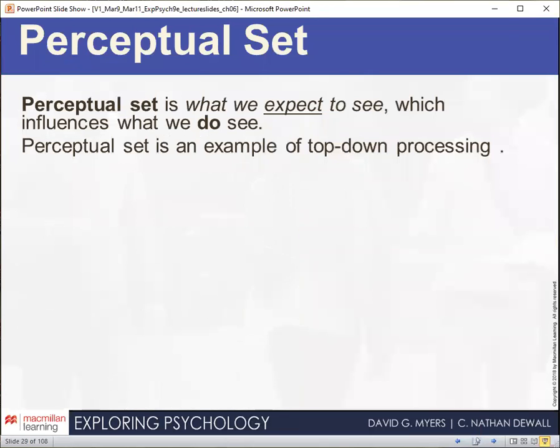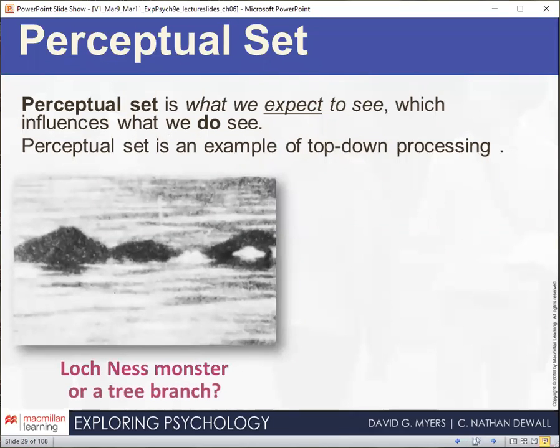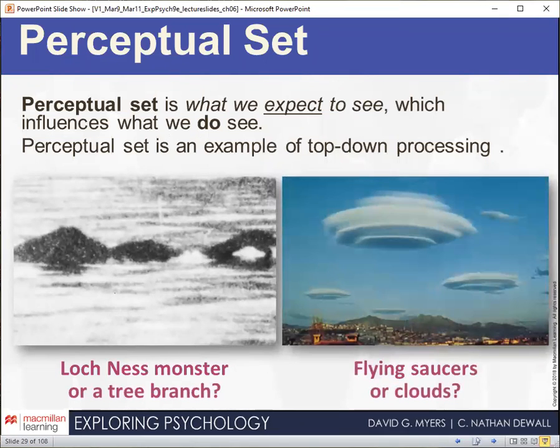Now, let's talk about this thing called the perceptual set. A perceptual set is what we expect to see, which influences what we do see. So when you expect to see something, you're more likely to do what? To actually see what you expect to see. So perceptual set is an example, again, of top-down processing. So let's look at a few pictures here. So is this Loch Ness Monster or tree branch? Are these flying saucers or clouds? So to some extent, what you expect to see will help determine what you will see.